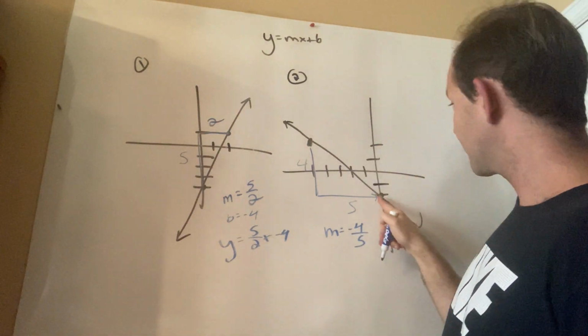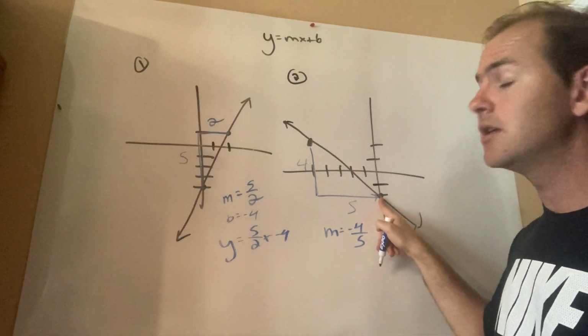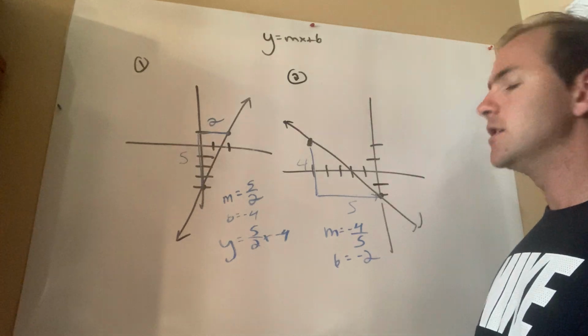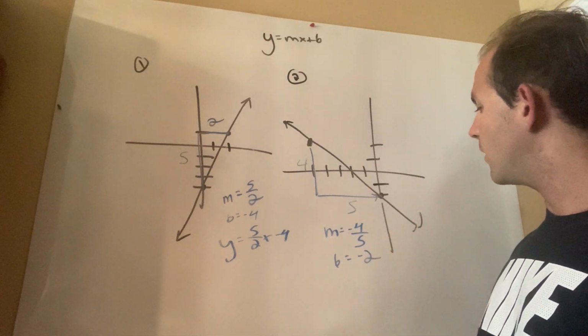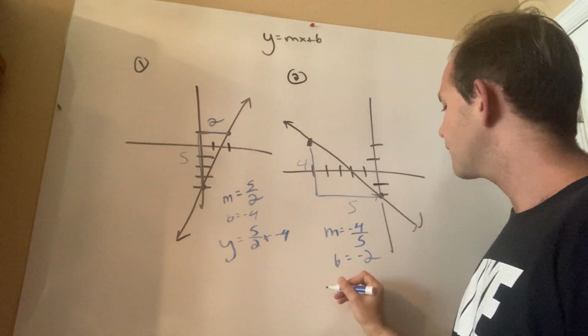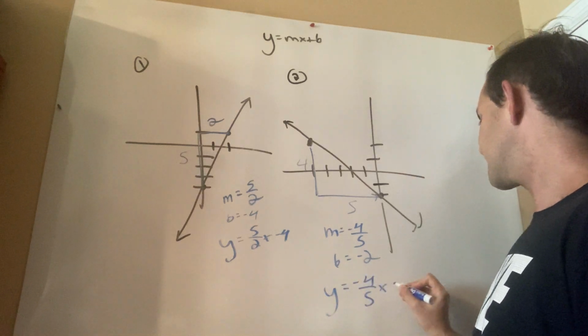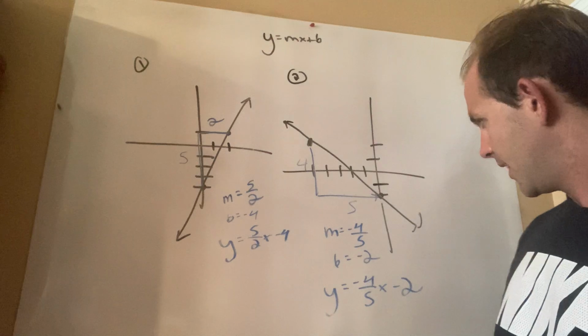Similarly, I can read the y-intercept right off the line. The y-intercept, or my b value, is -2. So if I have my slope and I have my y-intercept, that means that I can write the equation of the line pretty simply. Y equals -4/5 x minus 2.